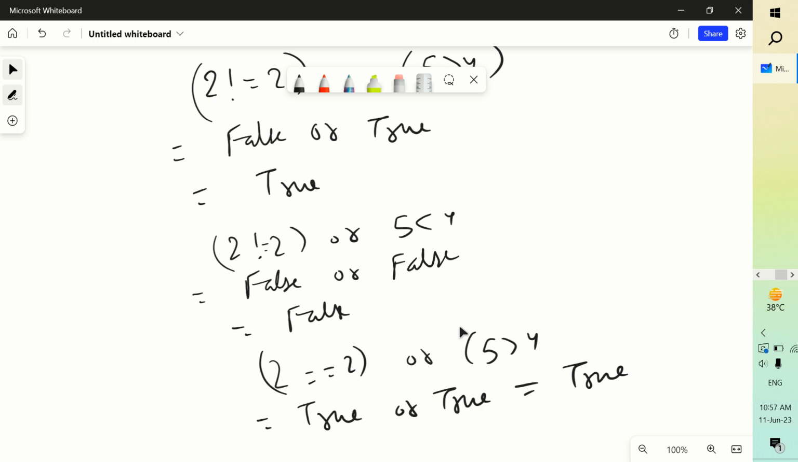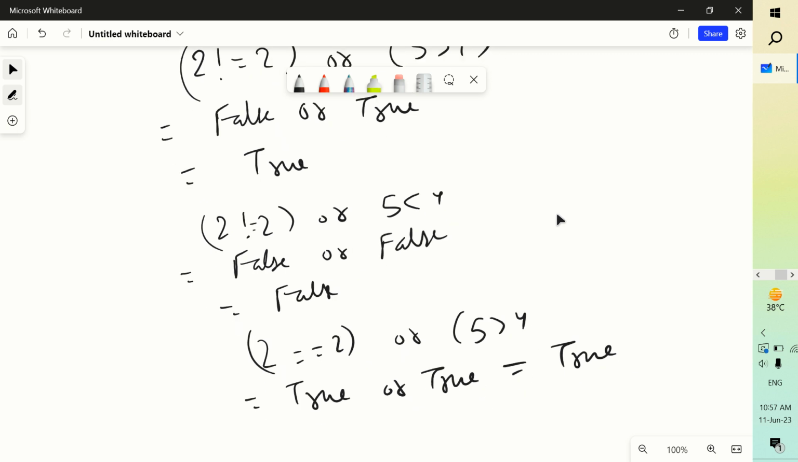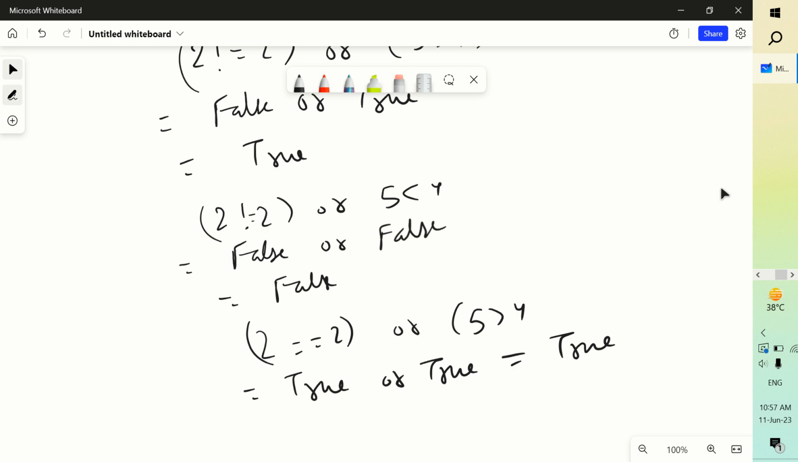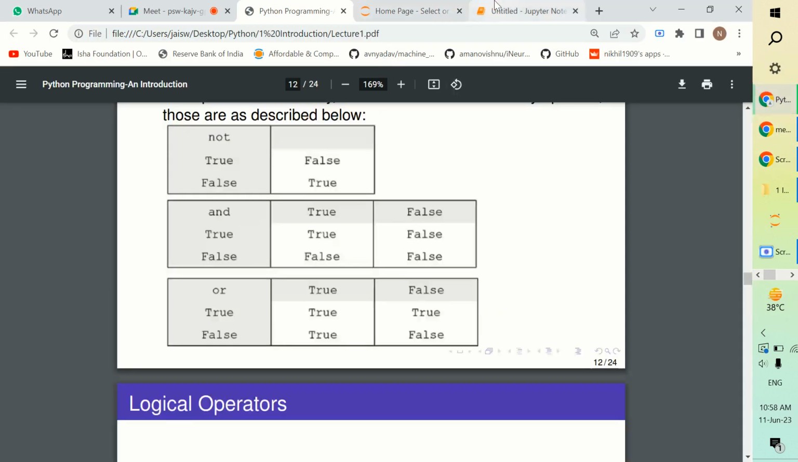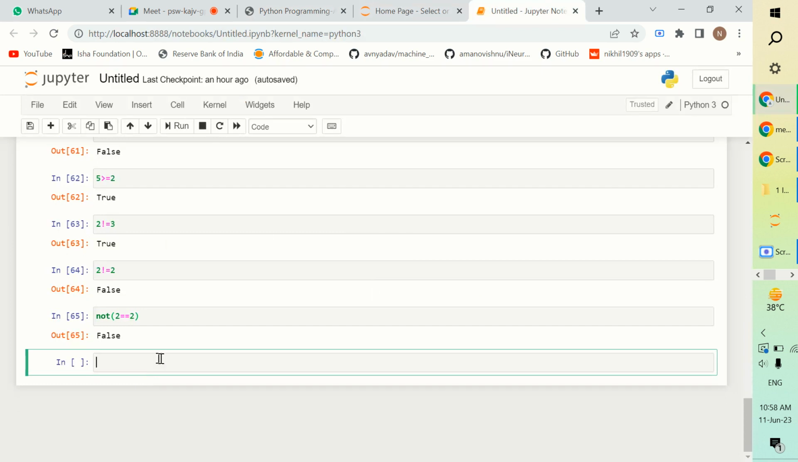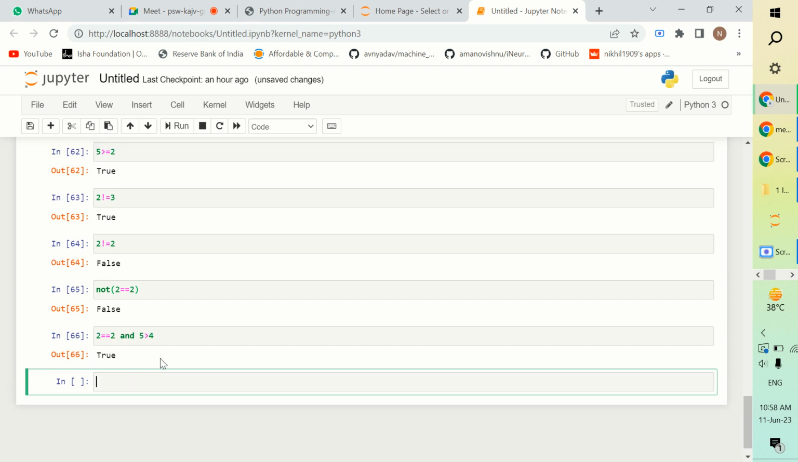Okay, so OR will give true when at least one of them is true, and OR will give false when both of them are false. Okay, you can write the codes here also to see whether they are working or not. So I'm writing 2 is equals to 2, and 5 is greater than 4, so this will give true.